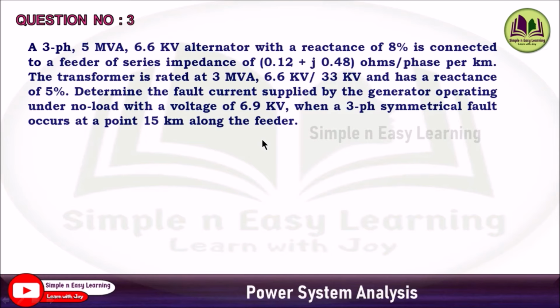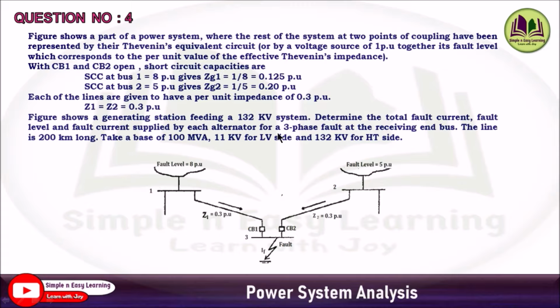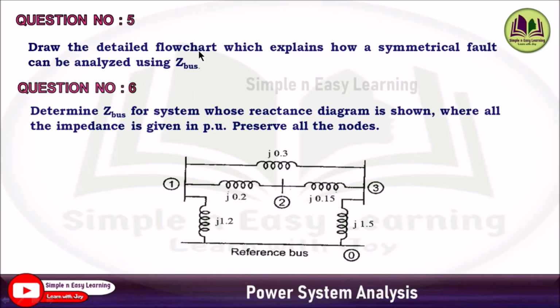And fourth priority, this one. Determine the total fault current, fault level, fault current supplied by each alternator for a three-phase fault at the receiving end bus. It's a very important university question. Here also we are using Thevenin equivalent circuit. And fifth priority, flowchart and algorithm of a symmetrical fault analysis using Zbus.